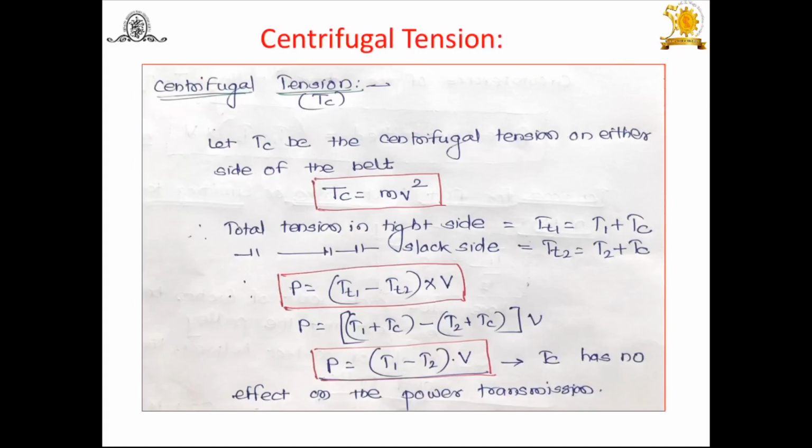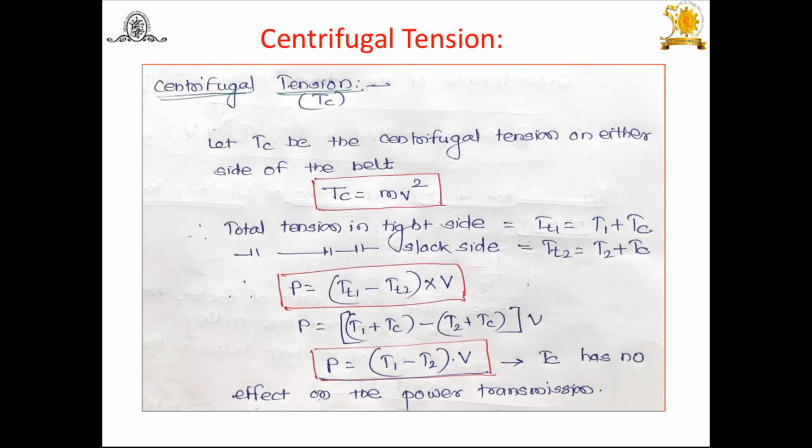As the belt moves around the pulley, it experiences a centrifugal force, which has a tendency to separate the belt from the pulley surface. But to maintain the contact between the belt and pulley, a centrifugal tension gets developed in the belt, which is in addition to the tension required for power transmission, that is centrifugal tension.